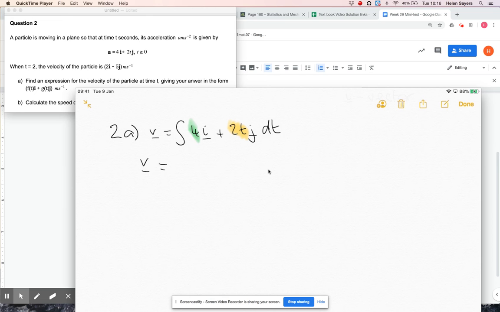So one is just to do the integration. So 4 is going to integrate to 4t. 2t is going to integrate to 2t squared over 2. So that's just going to be t squared. And then I can put the plus c as a separate vector.